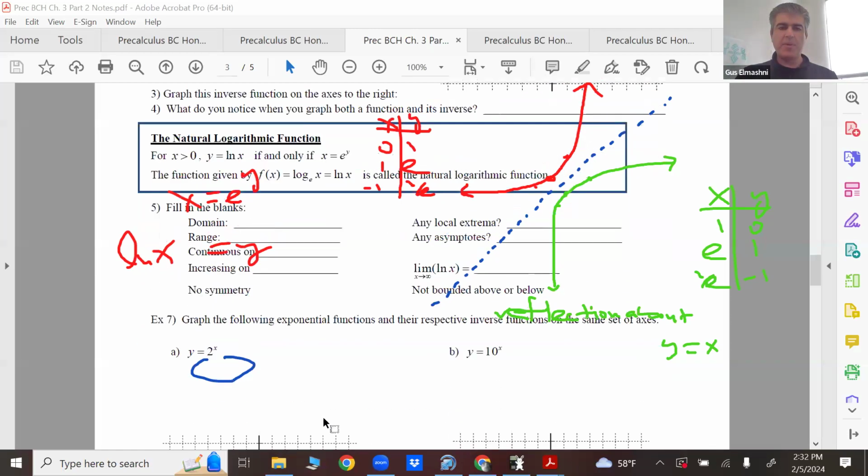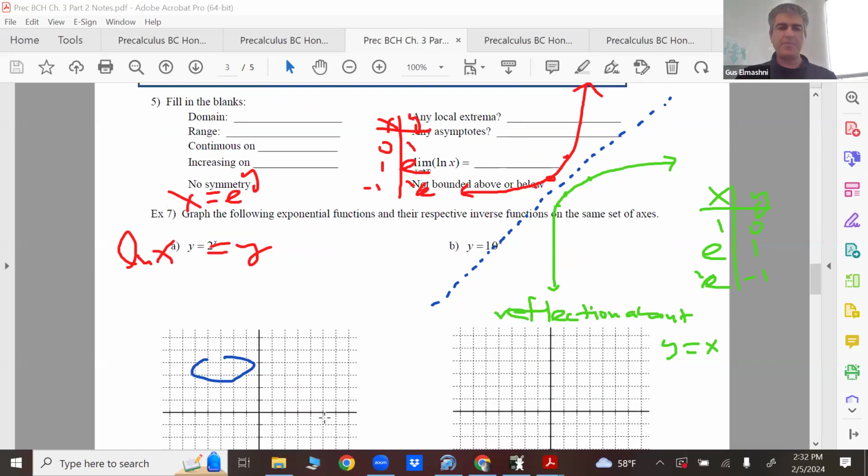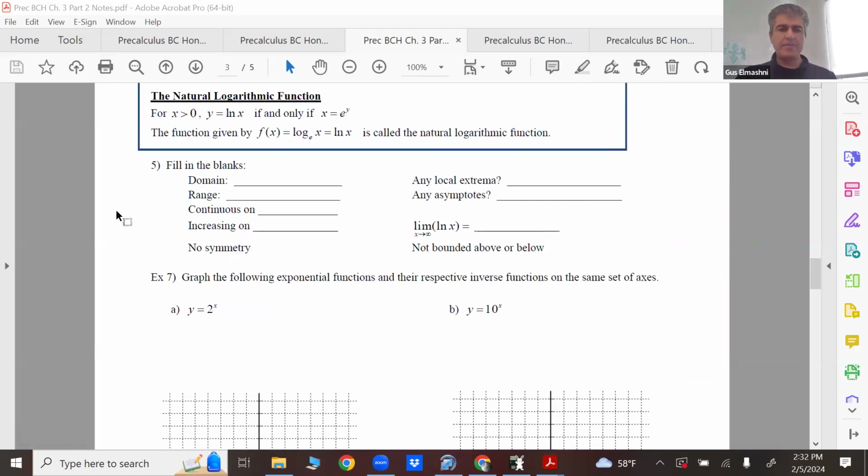Because after ski week, we could start doing calculus. All right. Here we go. Fill in the blanks for e to the x. The domain is all real numbers. The range is from 0 to infinity. It's continuous on all real numbers.